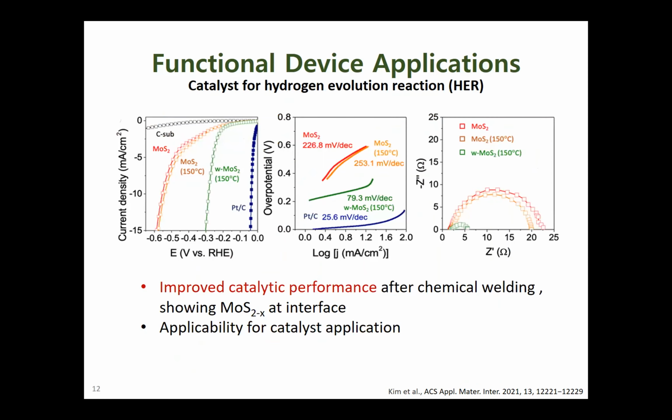Another approach for chemical welding is as an additive for hydrogen evolution reaction. It is widely known that etch sites or sulfur vacancies can act as active sites for hydrogen evolution. Based on the current density curve, this welded film shows improved overpotential. Also, the Nyquist plot of the chemically welded film shows lower charge transport resistance than other control samples. This shows this chemical welding method can promote performance of catalyst.